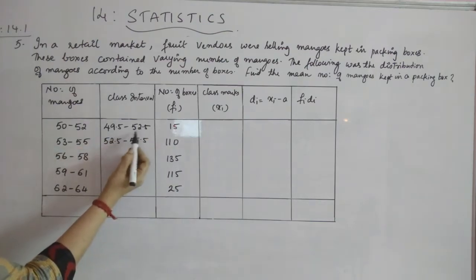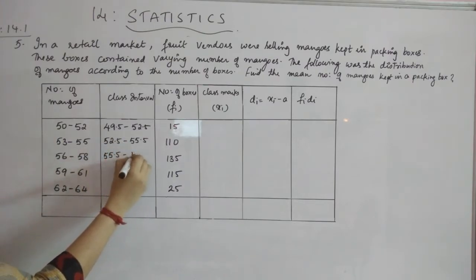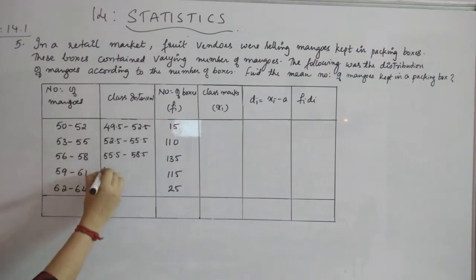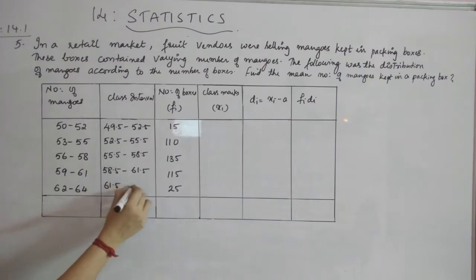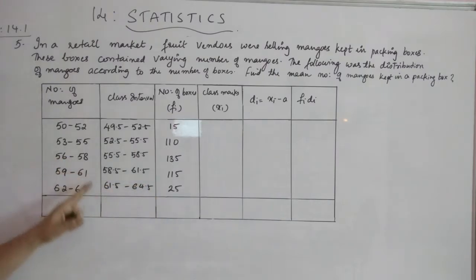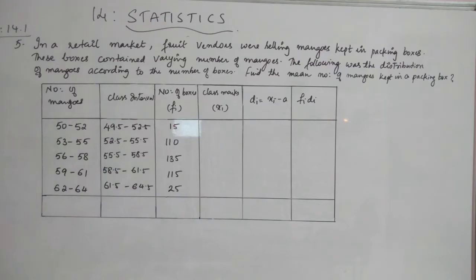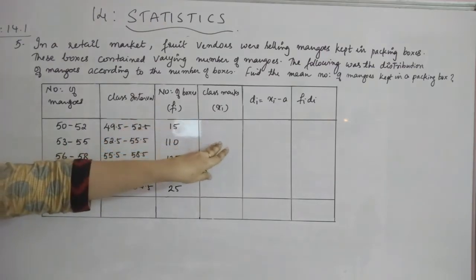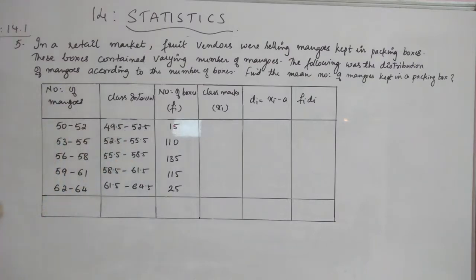Now you can see they are continuous, right? Again, this will give you 55.5 to 58.5, 58.5 to 61.5, and 61.5 to 64.5. Now this has been made as a continuous interval. Now number of boxes is acting as fi, frequency. Now the next thing which we have to find out is class marks, that is the midpoint of these two numbers. 49.5 plus 52.5 divided by 2, and that will give you 51.